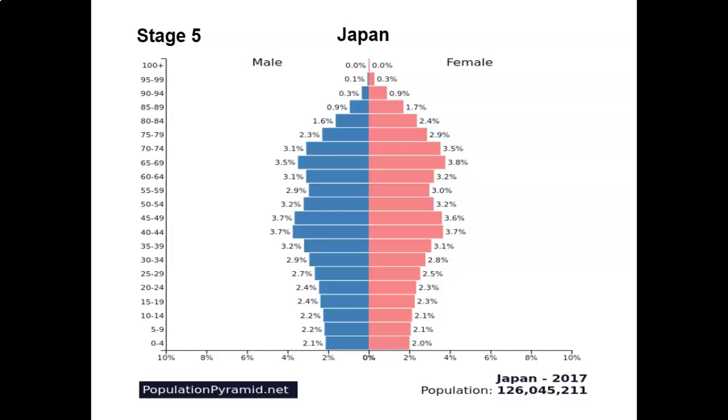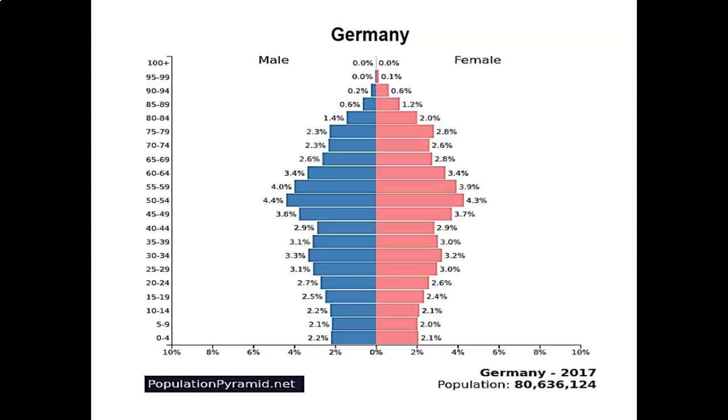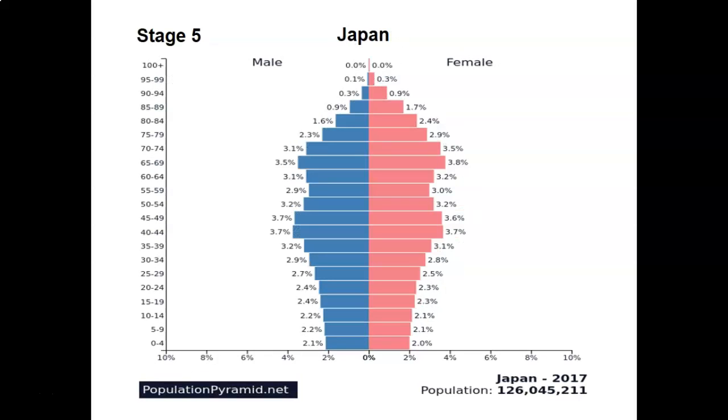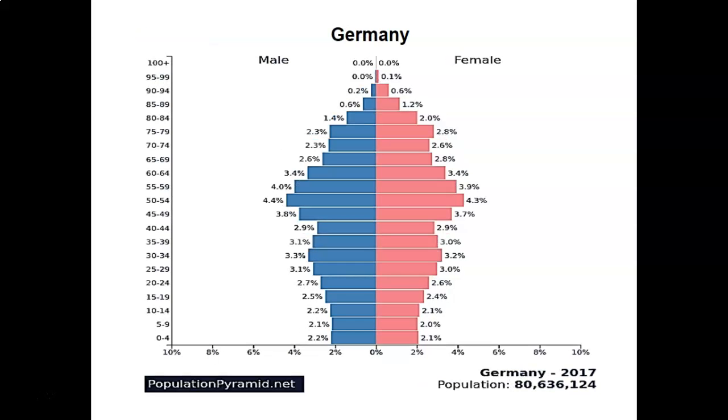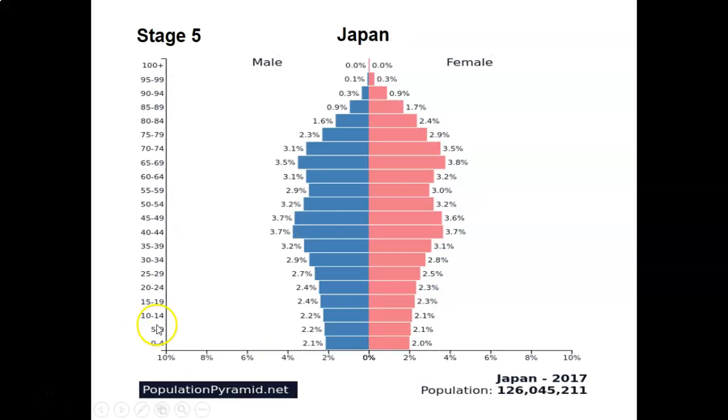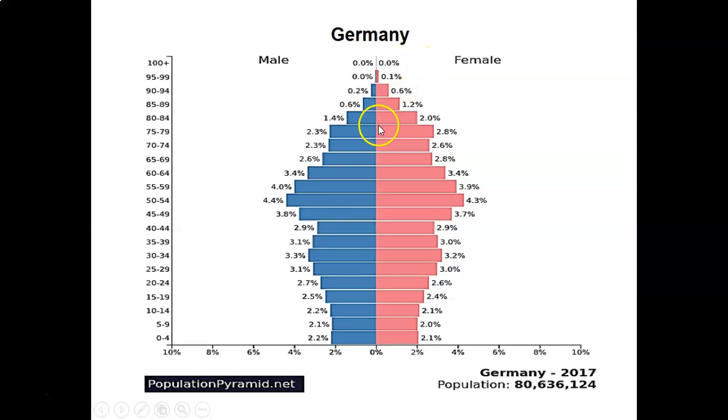Look at Germany, very similar. Both of these countries, Japan and Germany, have a ratio where there are more people older than 40 than younger than 40. Take a look here. This is the 40. There are more people older than 40 than younger. So that gives you some insight. And here's Germany as well. Here's 40. More people older than younger. Something to keep in mind when you look at stage 5 countries.